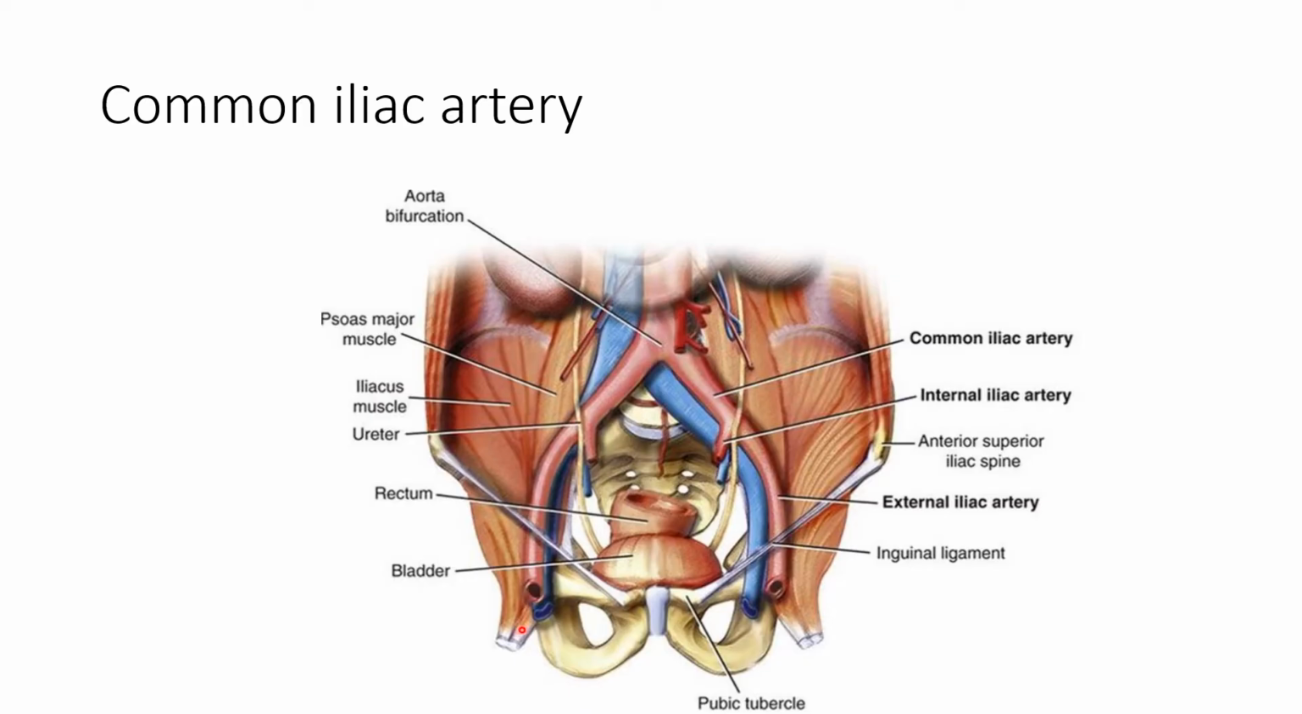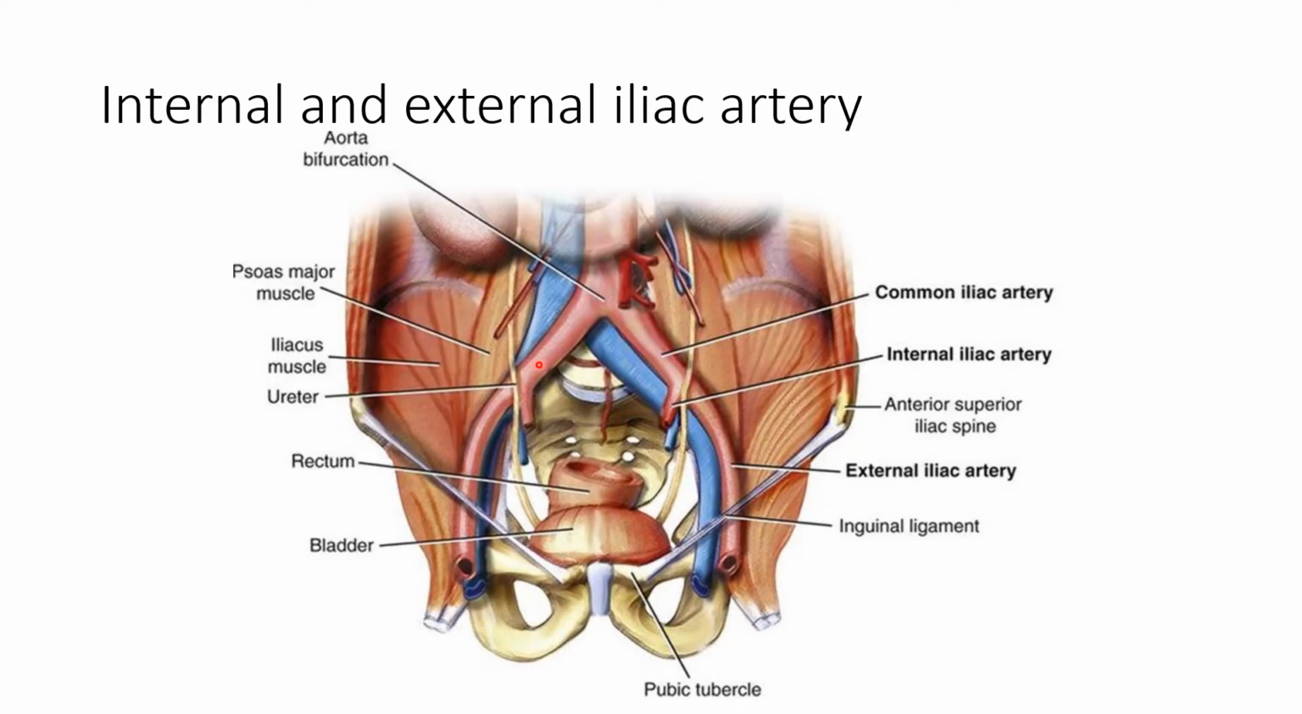See this common iliac artery. This one is the aorta. It bifurcates into the common iliac arteries. The common iliac artery further terminates into the internal iliac artery and external iliac artery. This one is the common iliac artery, on both the right side and the left side. It is the bifurcation of the abdominal aorta dividing into the common iliac arteries. Now the common iliac artery further divides into the internal iliac artery and external iliac artery.